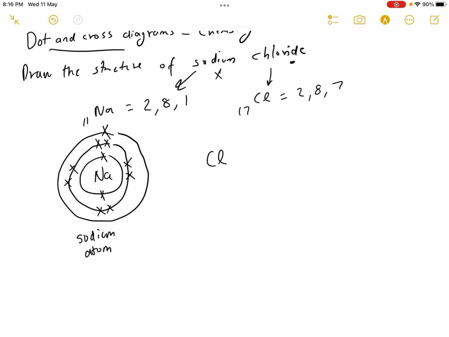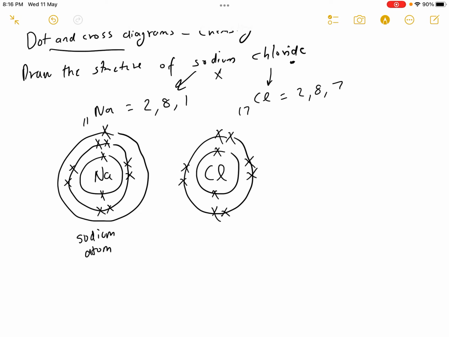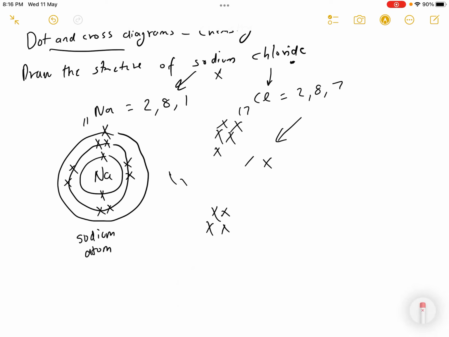Then you draw for chlorine as well. For chlorine, the first shell has 2. The second shell has, let's just draw this neatly because it's important that you guys understand this concept. So chlorine, the first shell has 2 electrons. The second shell has 8 electrons. And the third shell has 7 electrons. Now the key important feature is that this diagram has been drawn with crosses.